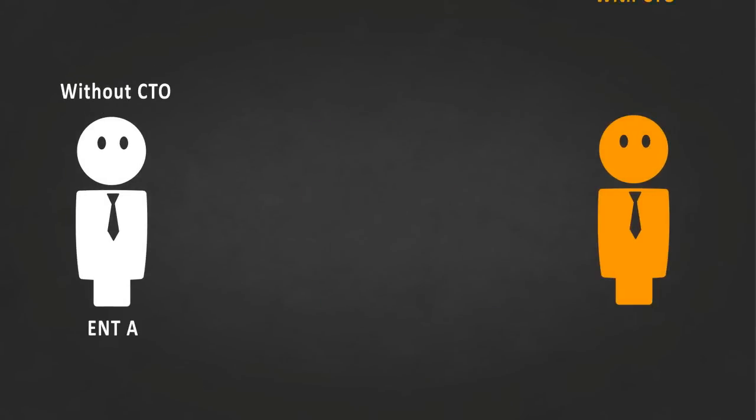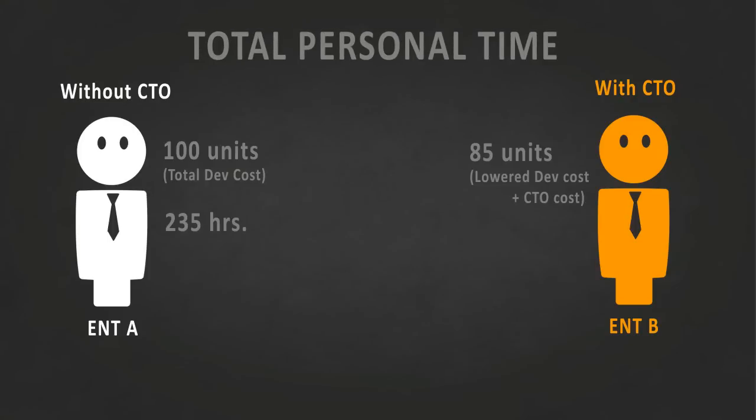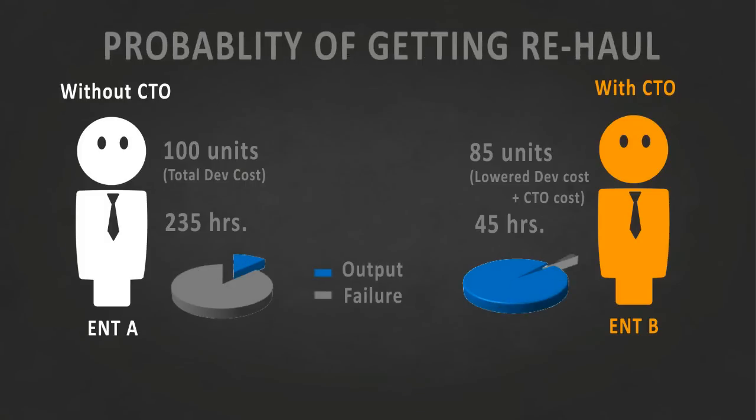If you look at the metrics between the two entrepreneurs, the total cost incurred is, the total time spent is, the quality received is, and the probability of getting a rehaul is.